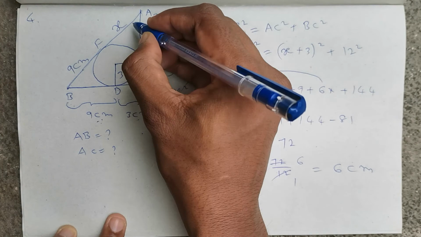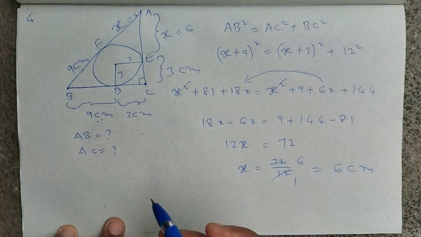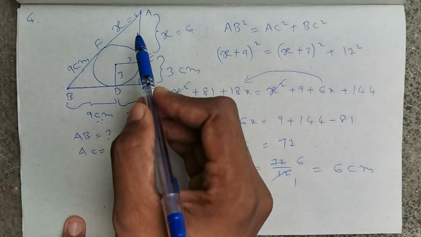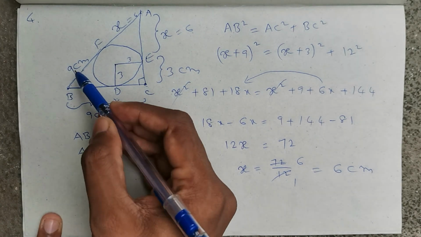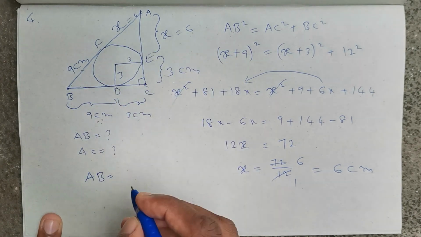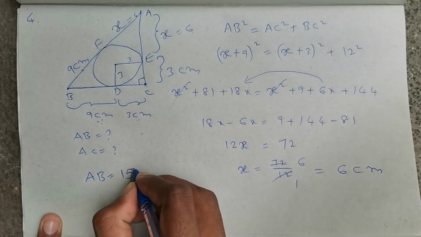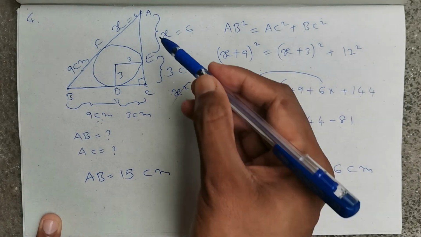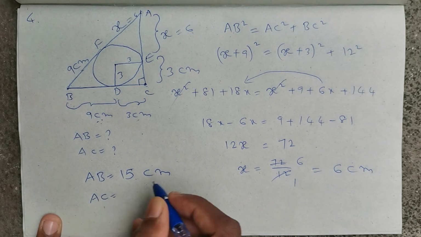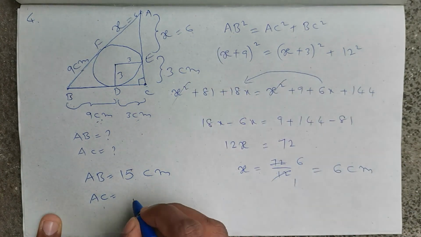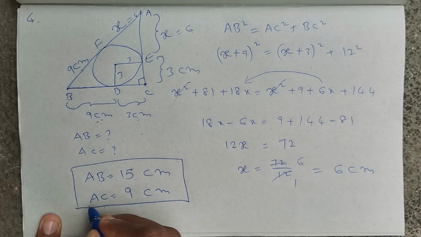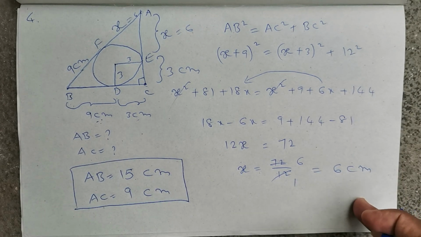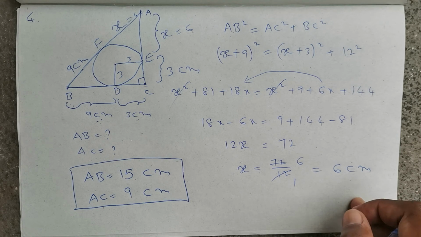Here x is 6. Here also x is 6. Then he is asking to find the AB as well as AC measurements. So AB, how much then? This is 9, this is 6. So total 9 plus 6, 15 centimeters. Next AC value. Here it is 6, here it is 3. So total 6 plus 3, 9 centimeters. Value of AB is 15 centimeters and length of AC is 9 centimeters.